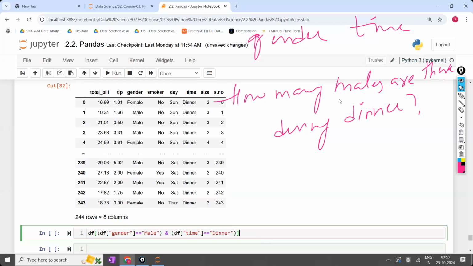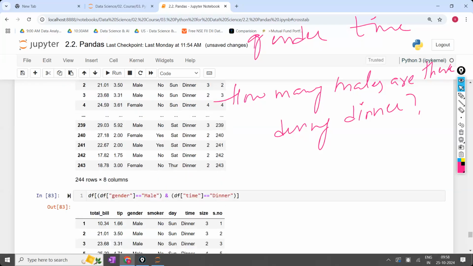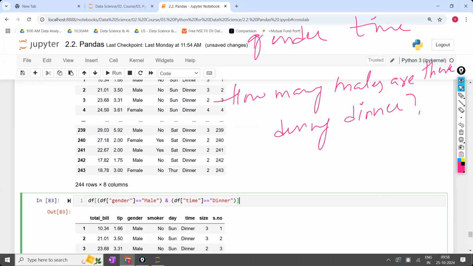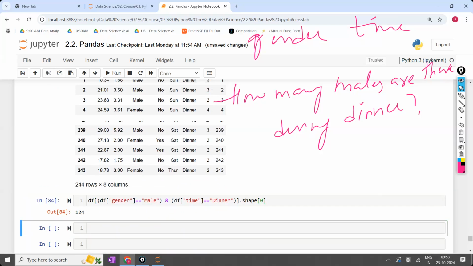My question is, how many now? Not the data set. This will give the data, but I want the number of records. Dot shape of 0. So total how many are there? 124 are there. Male with dinner, 124 records are there with male with dinner.